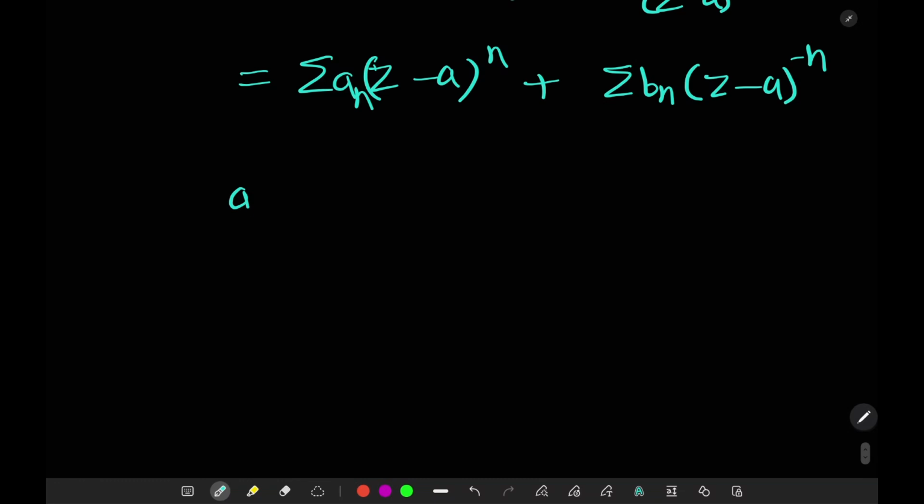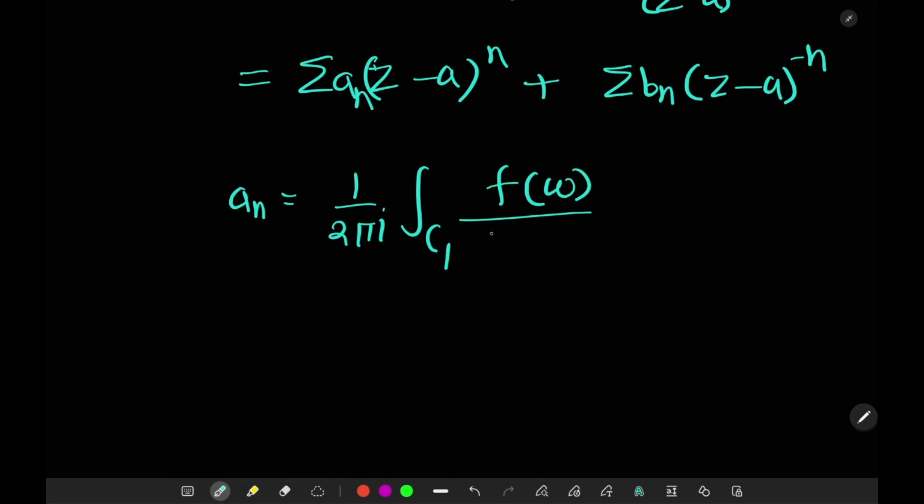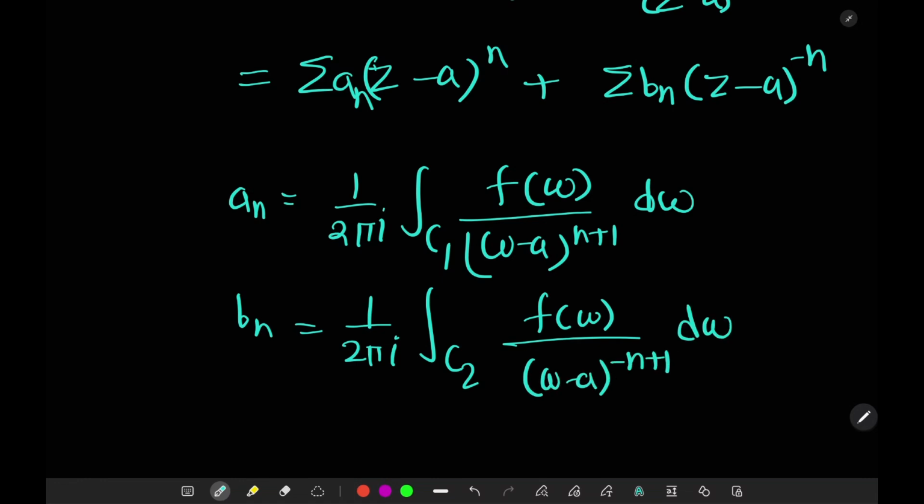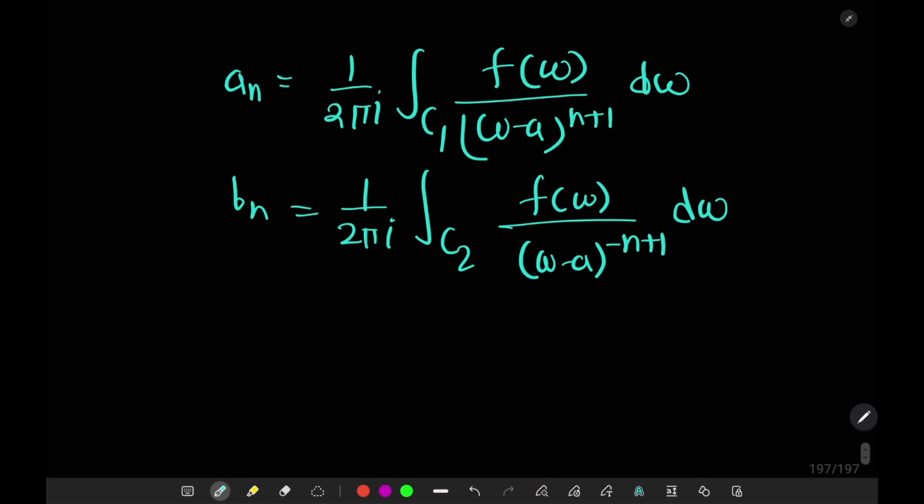Here a_n is equal to 1 by 2 pi i, integration over curve 1 of f(w) divided by (w minus a) to the power n plus 1 dw, and b_n is equal to 1 by 2 pi i, integration over closed curve 2 of f(w) divided by (w minus a) to the power minus n plus 1 dw.